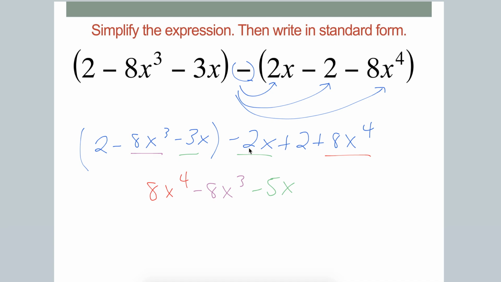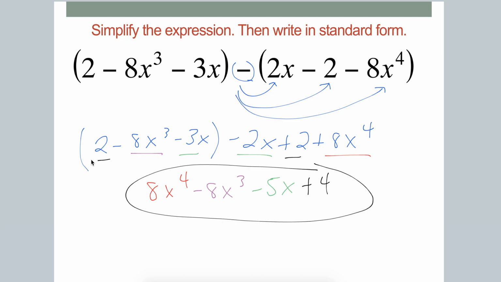And then lastly is our constant terms. We have a 2, we have another 2, so that combines 2 plus 4. So it looks like we have everything taken care of. We combine like terms, and that would be our final answer.